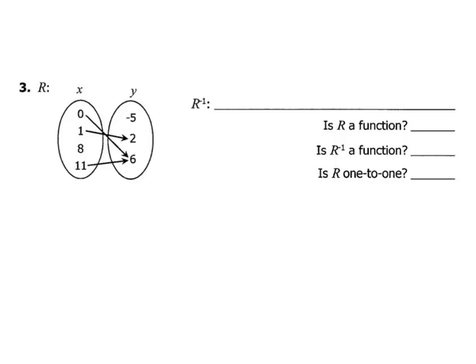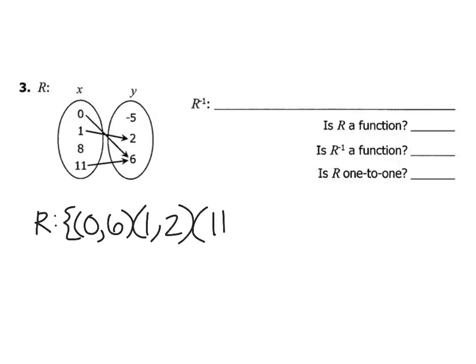Number 3, you could also see it written as a map like this. We call this a map. This relation is a map, and these are your x values, these are your y values. We're saying x is 0, y is 6, x is 1, y is 2, x is 11, y is 6. Those are the 3 points of our relation. So if it helps, write out the ordered pairs. We've got 0 and 6, 1 and 2, and 11 and 6.